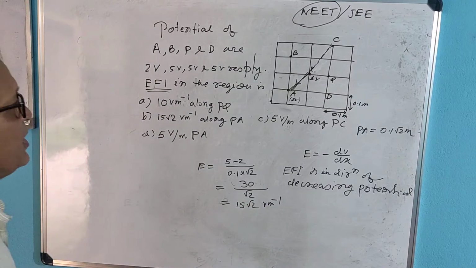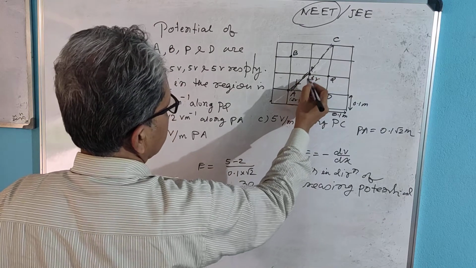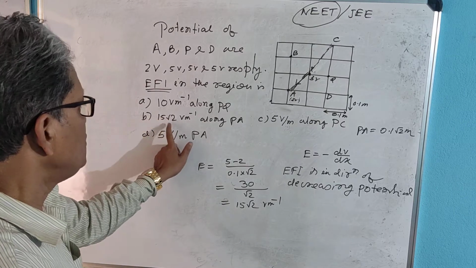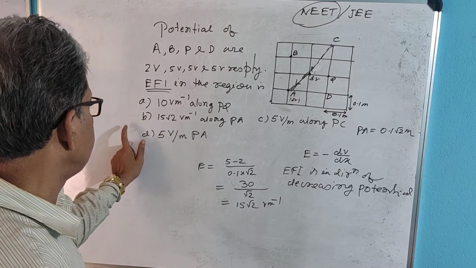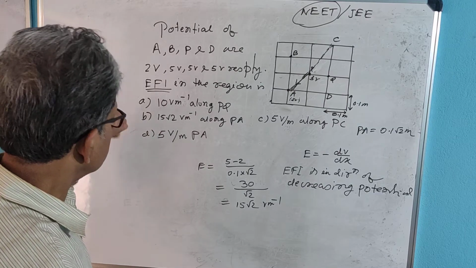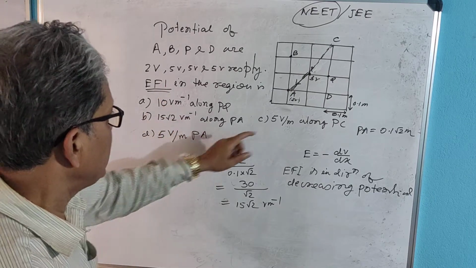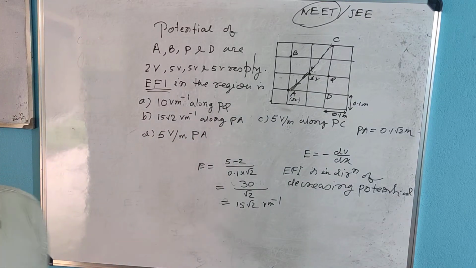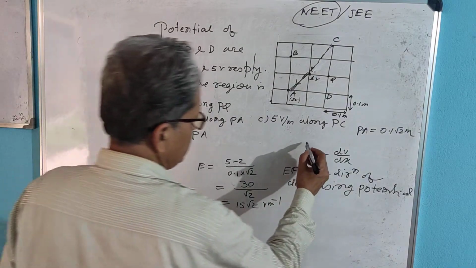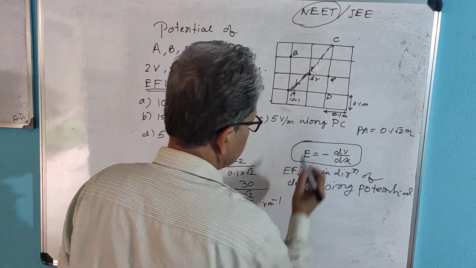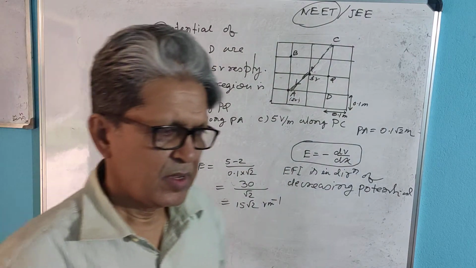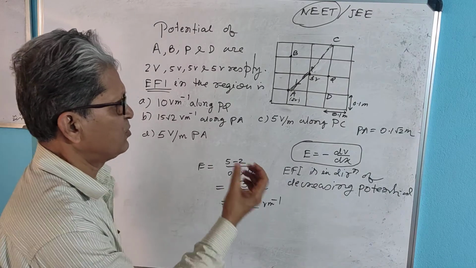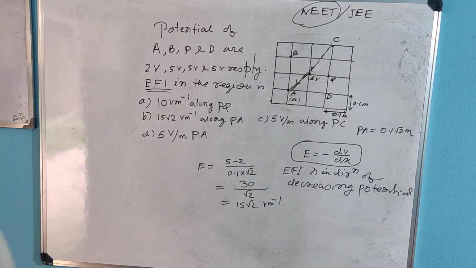So which option will it be? The electric field intensity is 15 root 2 along the PA direction. Only 15 root 2 will be the option, so even without understanding you can pick 15 root 2 volt per meter along PA. That is the problem. Very small tricks are there. If you know E equals minus dV by dx, no problem will be there. These are very easy problems. Within 15 or 30 seconds you will be able to solve them.